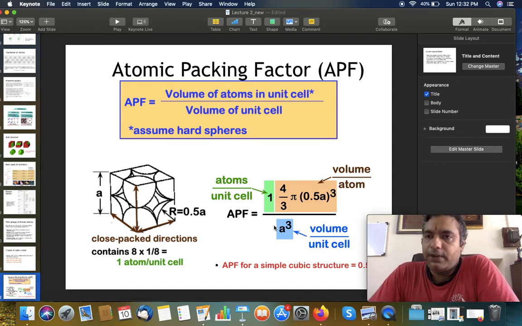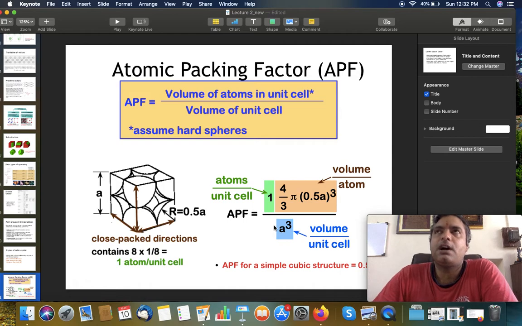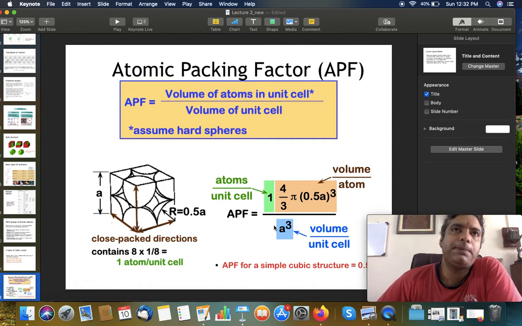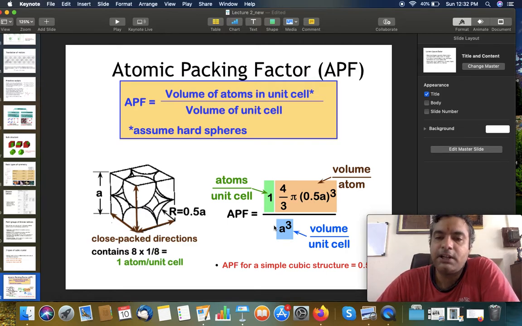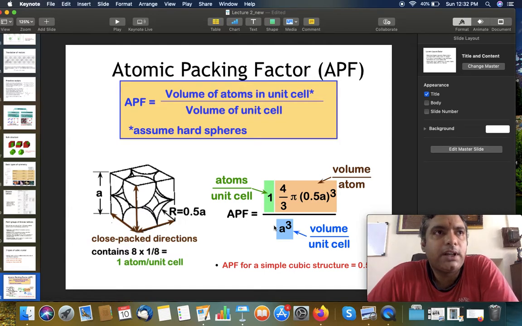The atomic packing factor actually determines how dense or how neatly or tightly packed a crystalline structure is. It is not the same as density. Density is slightly a different concept, but in a unit cell, how tightly the atoms are packed is given by the atomic packing factor.